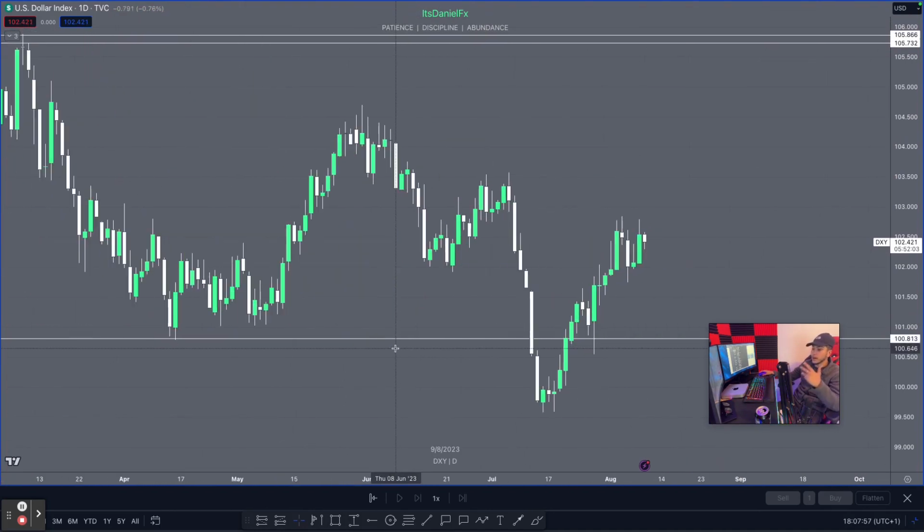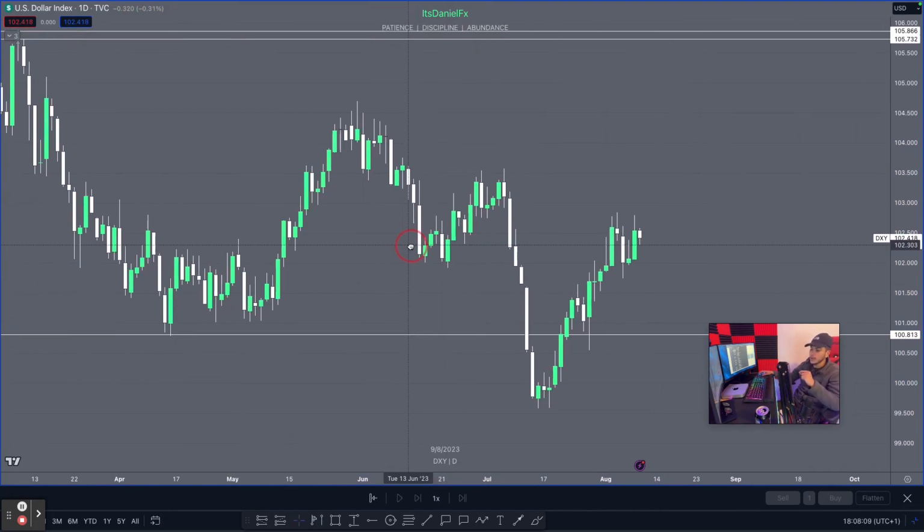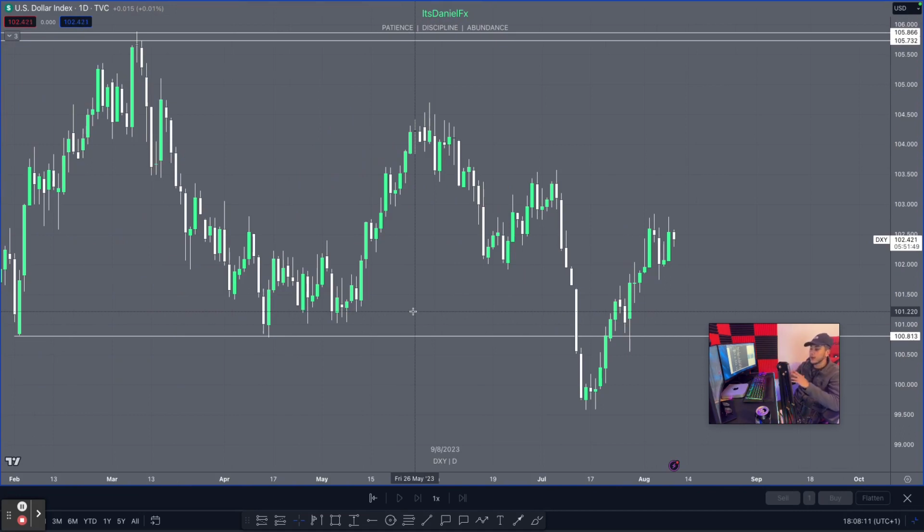Well, I'm willing to bet that a bunch of you guys said downtrend. You're like, yo, the dollar's making lower lows and lower highs like this, so on and so forth. And you're not entirely wrong, but you are wrong at the same time. This is a mistake that a lot of people make, and that is zooming too far out. On the daily time frame, you're way too zoomed out.